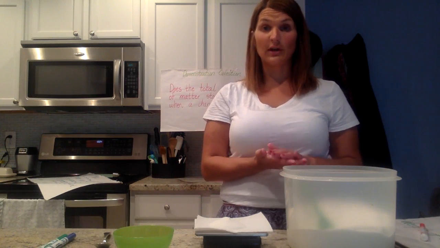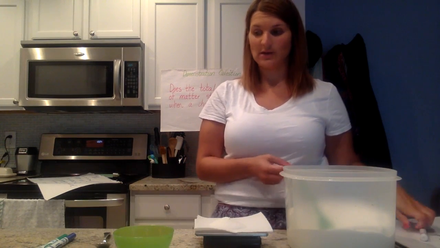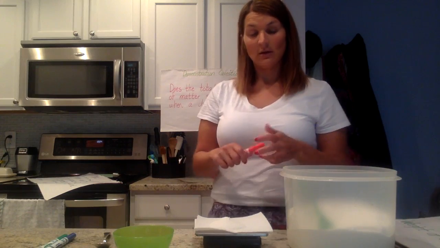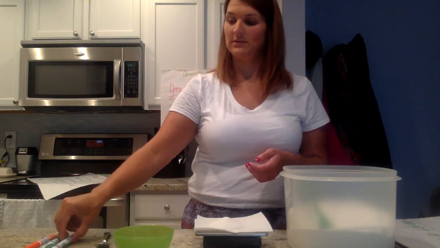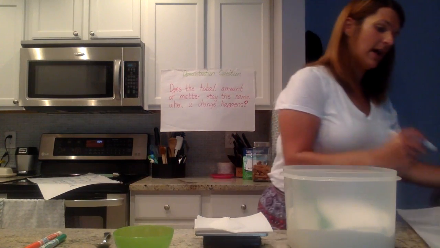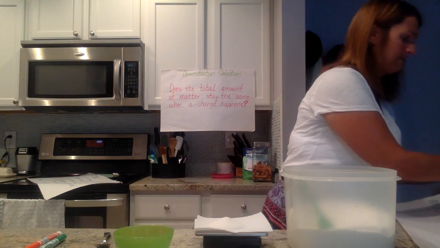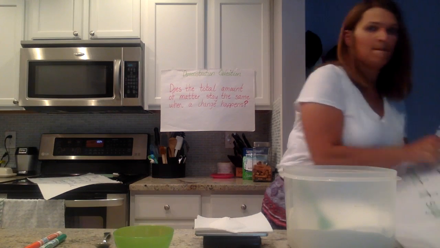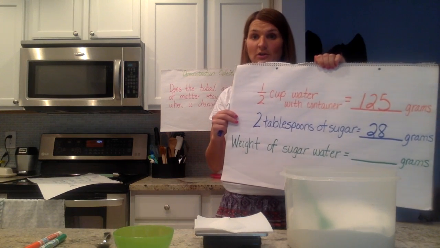And it says it's 30 grams. Now remember, 2 of those grams is actually the paper towel. So the mass or the weight of the sugar is really 28 grams. And again, I will record that on our paper. Half a cup of water and 2 tablespoons of sugar is right there.